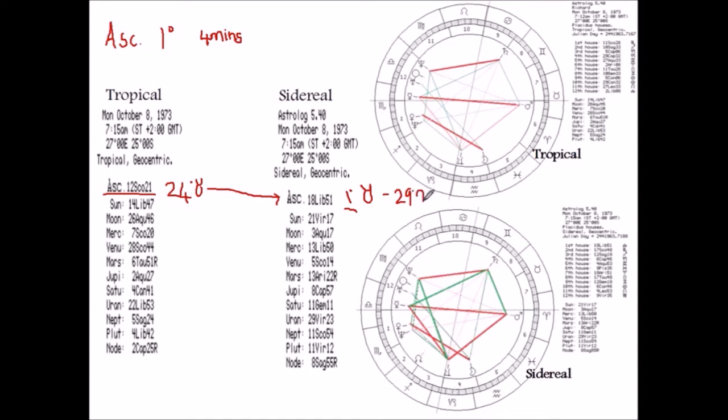And the reason why this is important is because that would put every planet in a different house. Because instead of having Taurus in the first house, and therefore any planets in Gemini in the second and any planets in Cancer in the third and so on, if we have the Aries ascendant, those same planets would all move ahead one house.